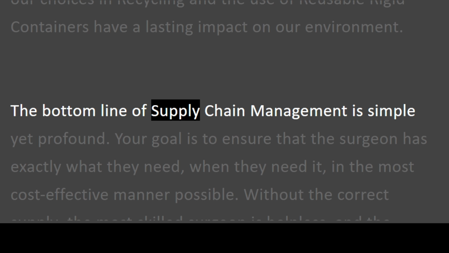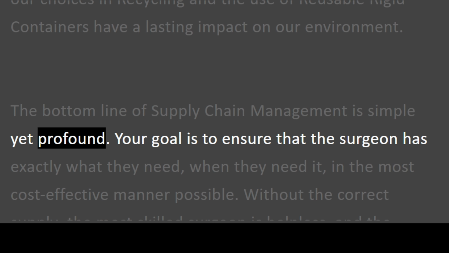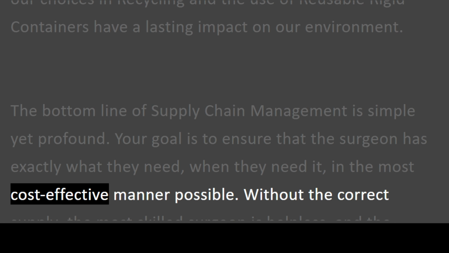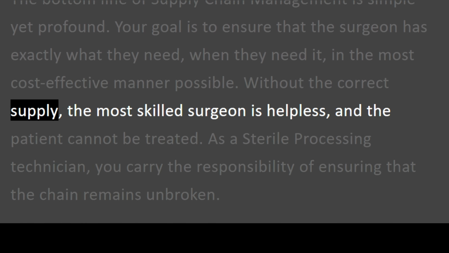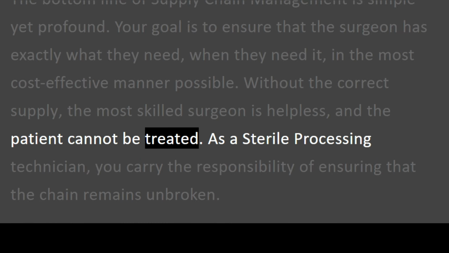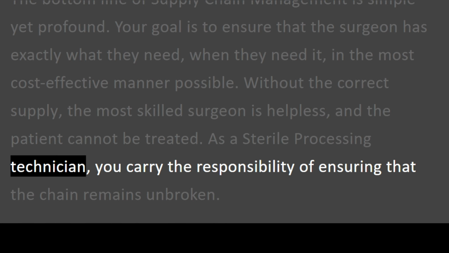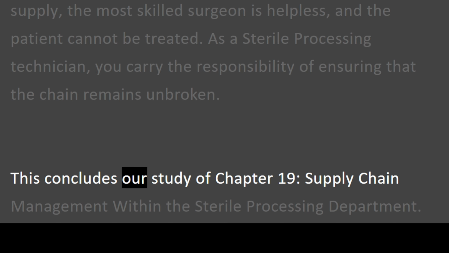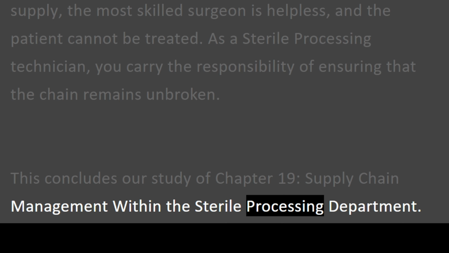The bottom line of supply chain management is simple yet profound. Your goal is to ensure that the surgeon has exactly what they need, when they need it, in the most cost-effective manner possible. Without the correct supply, the most skilled surgeon is helpless, and the patient cannot be treated. As a sterile processing technician, you carry the responsibility of ensuring that the chain remains unbroken. This concludes our study of Chapter 19, Supply Chain Management within the Sterile Processing Department.